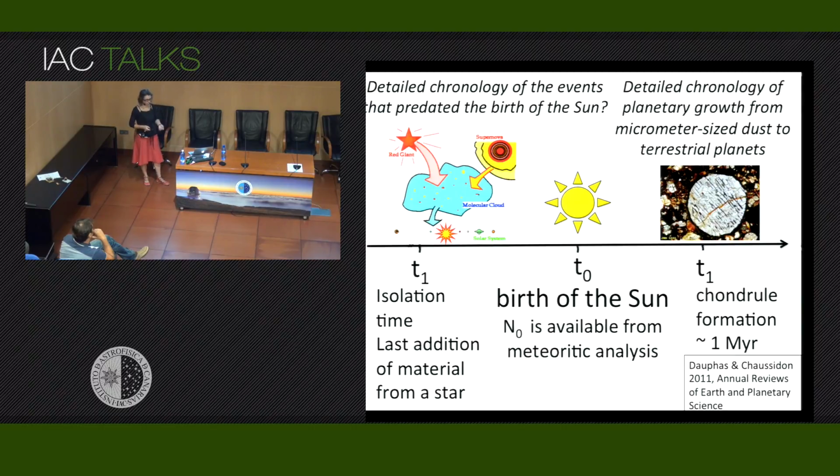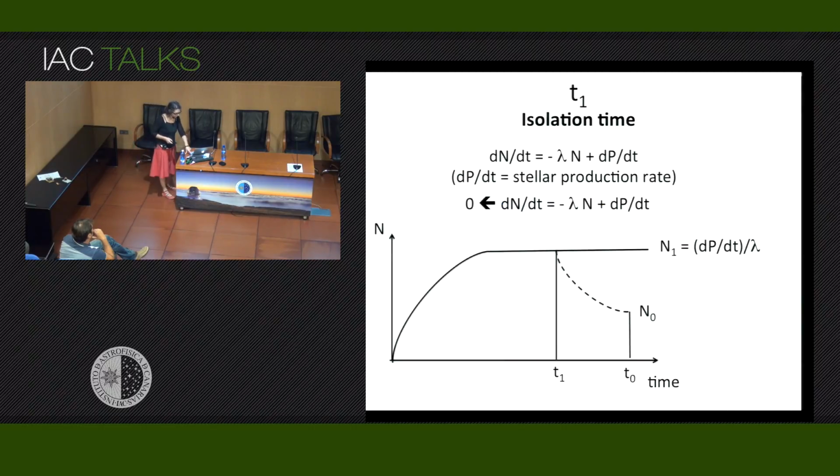I will explain in a bit more detail how we do this. So first, the isolation time. How can we measure the isolation time? So we have T0 is the time when the sun formed.